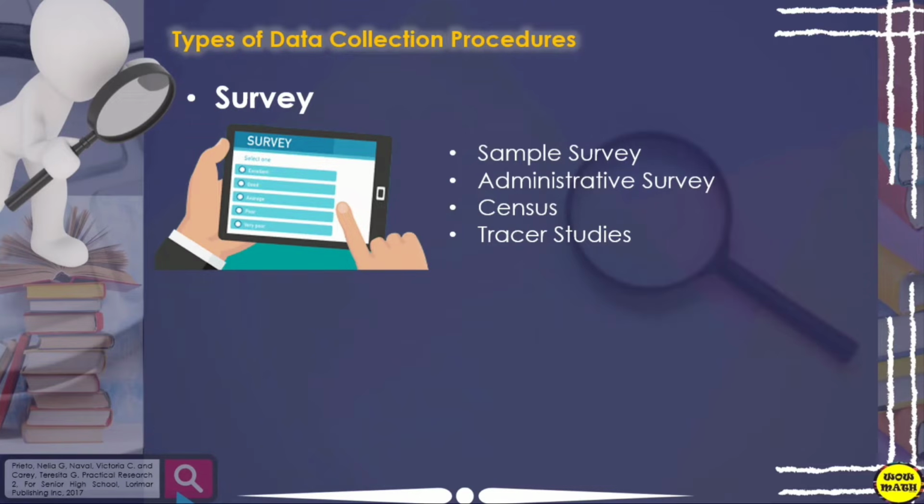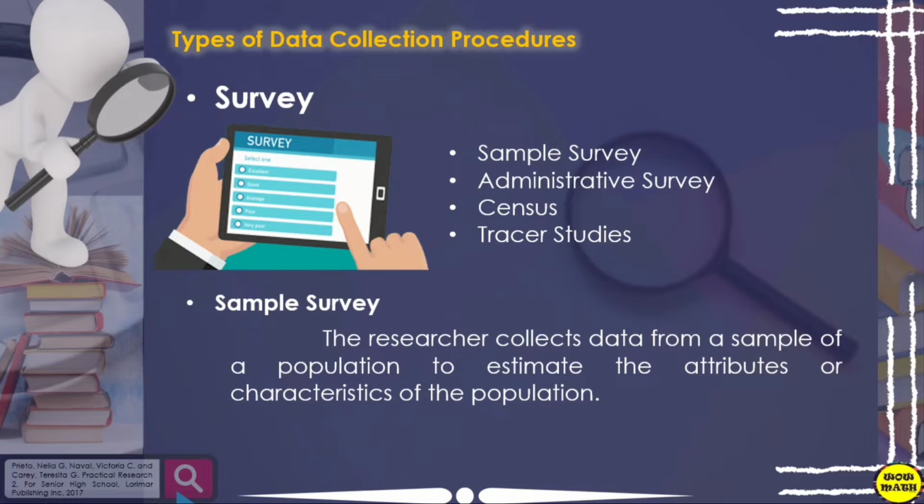So ano ba yung pagkakaiba ng 4 na ito? Una, yung sample survey. Pag sinabi nating sample survey, the researcher collects data from a sample of a population to estimate the attributes or characteristics of the population. So, halimbawa na lang ng sample survey is yung customer satisfaction. So, sa mga fast food or kaya sa mga services, no, na nag-o-offer ng mga service nila, so tinitingnan nila kung satisfied.